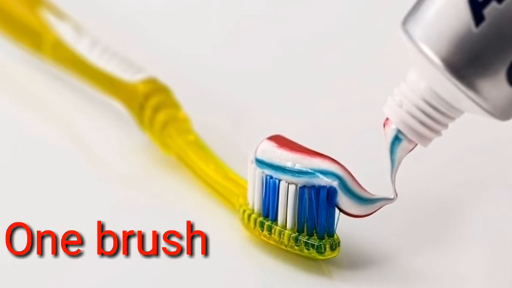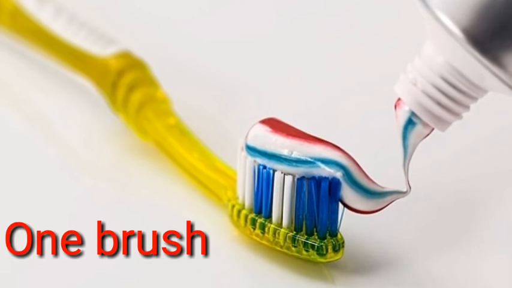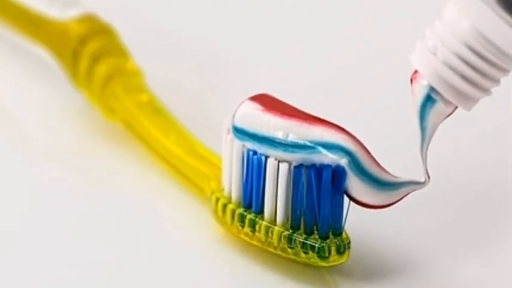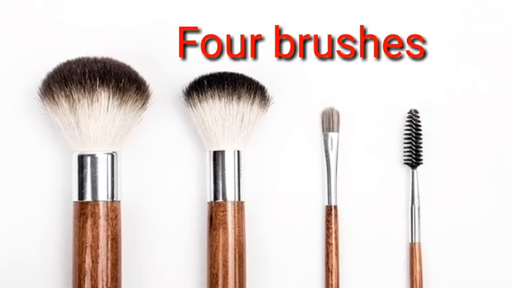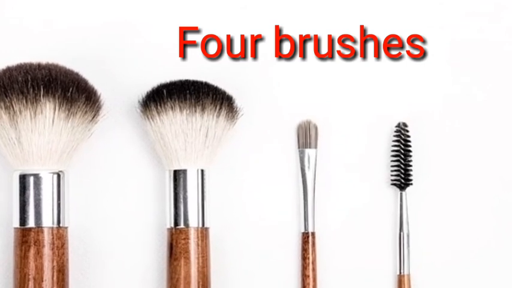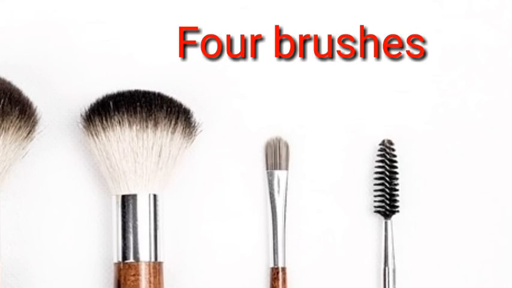The next word is one bush. Bush is the singular. Whenever there is sh at the end of the word, we add es and make the plural. So four bushes. We add es and make the plural of bush. Four bushes is the plural.